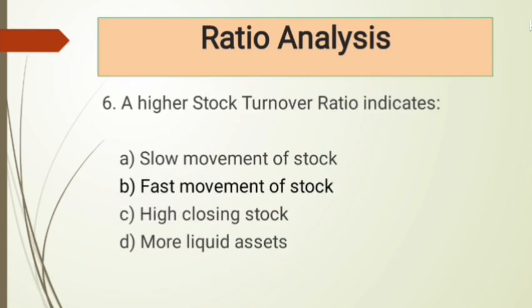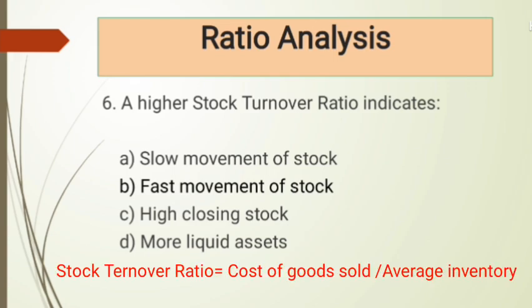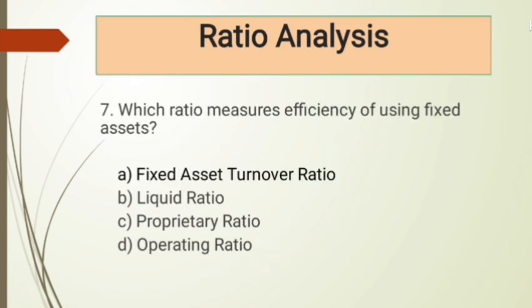Sixth, a higher stock turnover ratio indicates, the formula of stock turnover ratio is cost of goods sold divided by average inventory into sales, and it measures how many times inventory is sold and replaced over a period, and that is why higher ratio means fast movement of stock, and in order to measure the fast movement of stock this ratio is calculated. Seventh question, which ratio measures efficiency of using fixed assets?